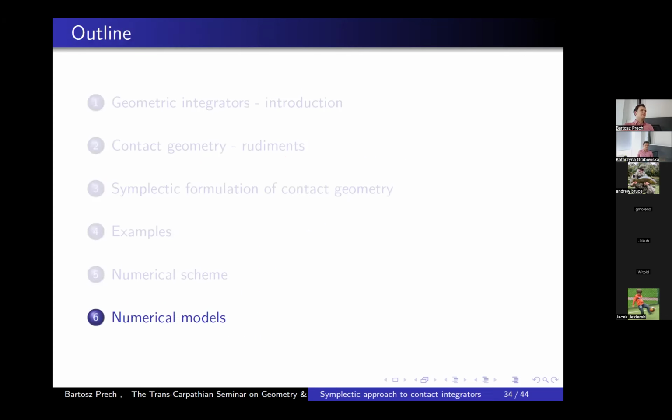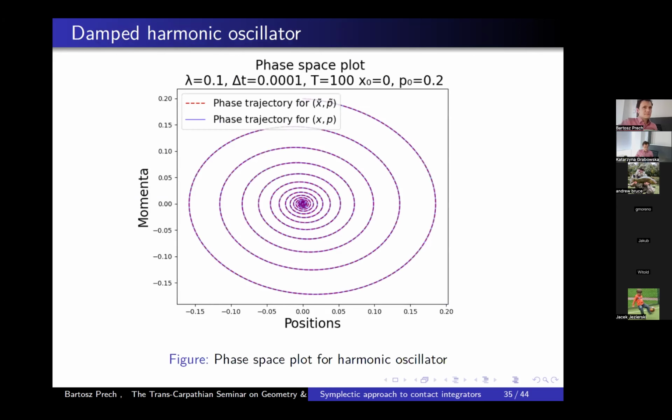The last part of my talk will be devoted to the results, because they are, in some sense, nice, but there are some problems. So first, the results for the damped harmonic oscillator. The first thing I checked is how the phase-space plot looks for this, and you can see that there are two plots on the same picture, projected on one another, so they reproduce correctly.